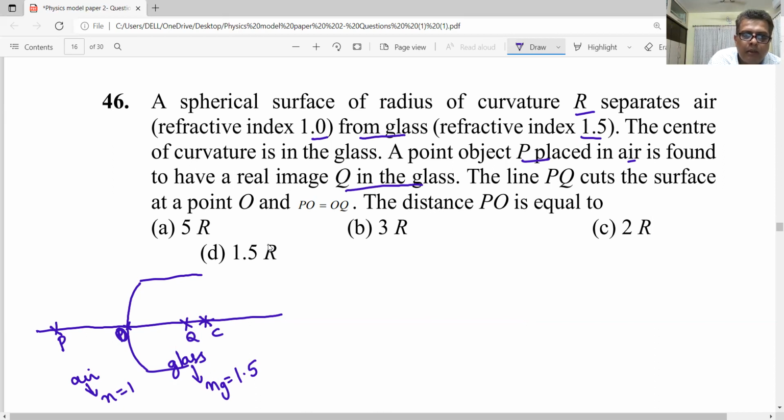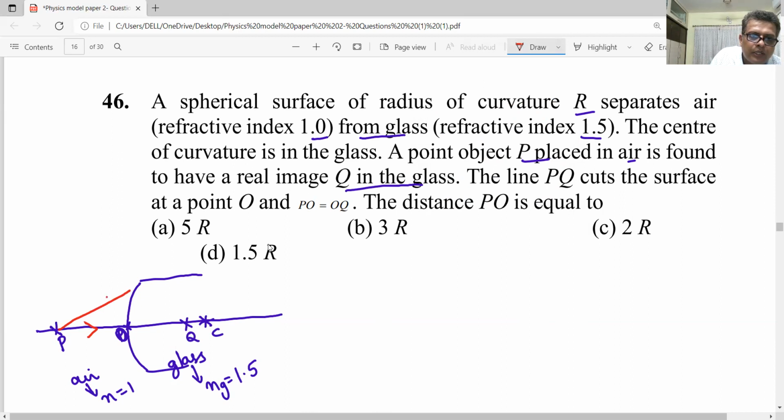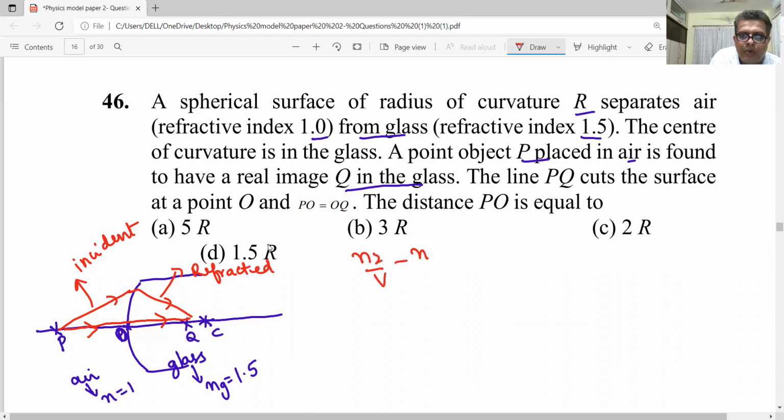We'll do it. Do remember the formula. What will happen if I change the colors so that the rays are clearly visible? One of the rays will go like this, one more ray will go like this, right? So this is how the rays will pass. These are nothing but incident rays. These are refracted rays. We require it, not that you write and waste your time. N2 by V minus N1 by U is equal to N2 minus N1 divided by R. N2 is the refractive index of the image space, the space where the refracted rays are, that is 1.5 divided by V. V is the image distance, which is nothing but OQ.